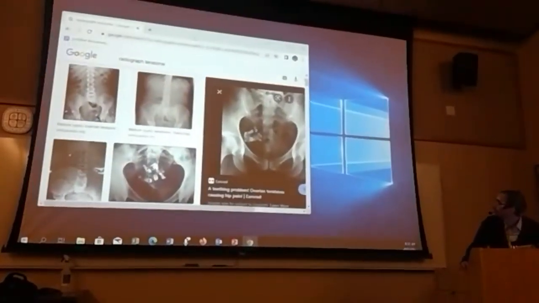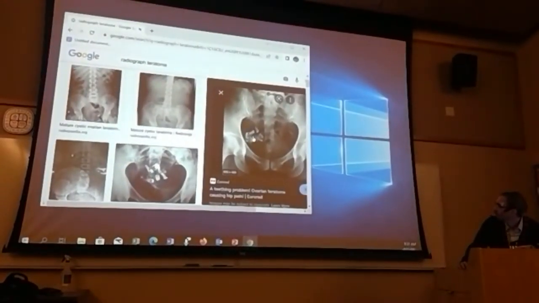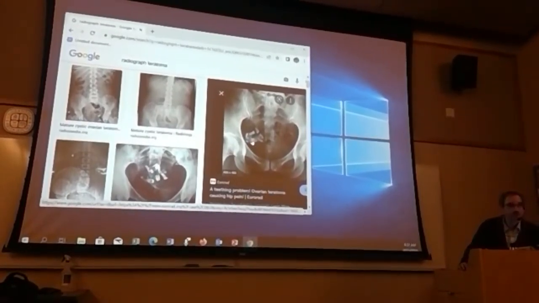Comes up. And there's an example. So those are teeth? Those are bones and teeth. So weird. Yeah, a lot of different radiographic densities in there.